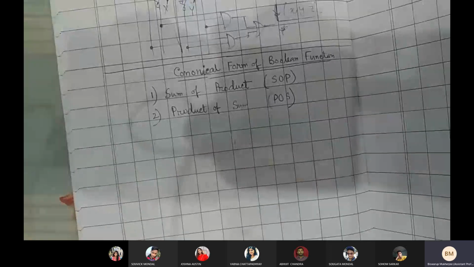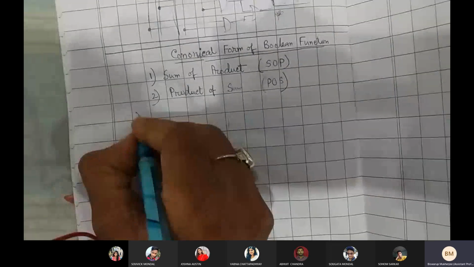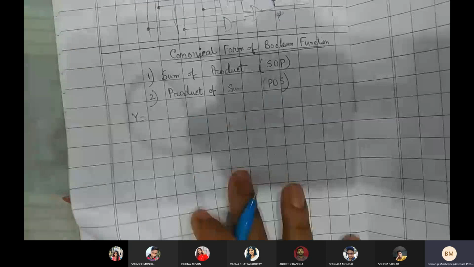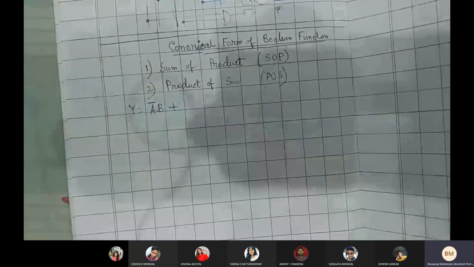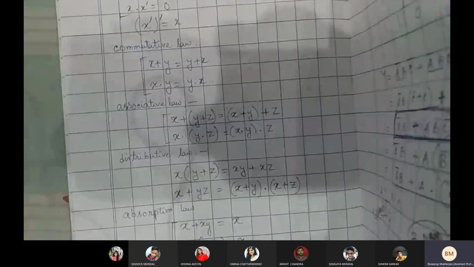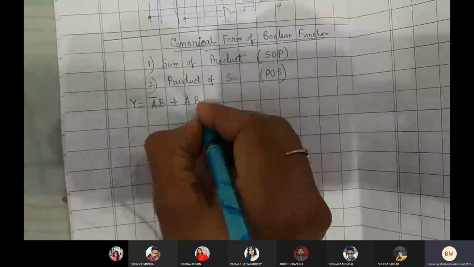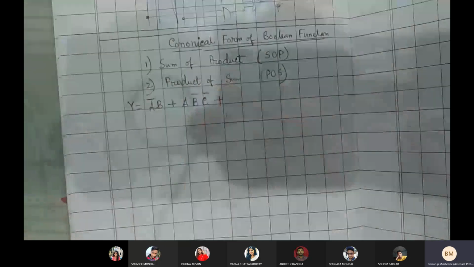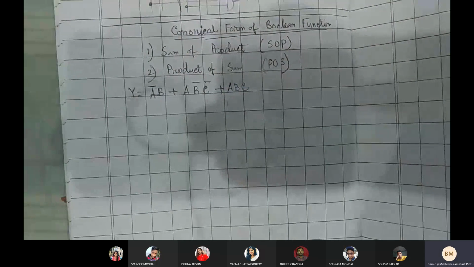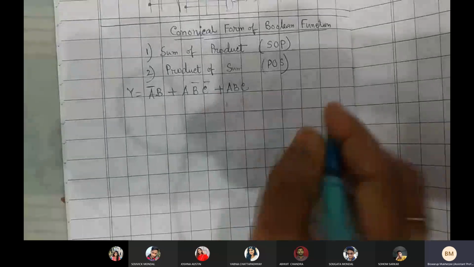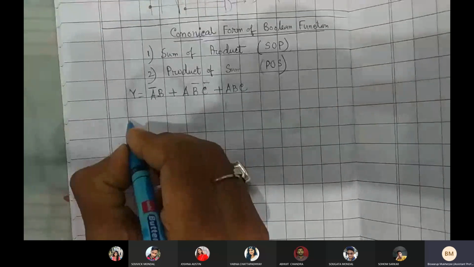So let me try to draw that one first. I'm just writing down the expression so that we can draw it easily. So that is y is equal to A bar B, probably. Yes, A bar B. So A bar B plus the next one is A B bar C bar. Okay. So A B bar C bar plus the last one is ABC. A, B, C. Okay, fine. So this is my expression. Let me try to draw that one, and we'll be drawing like this.